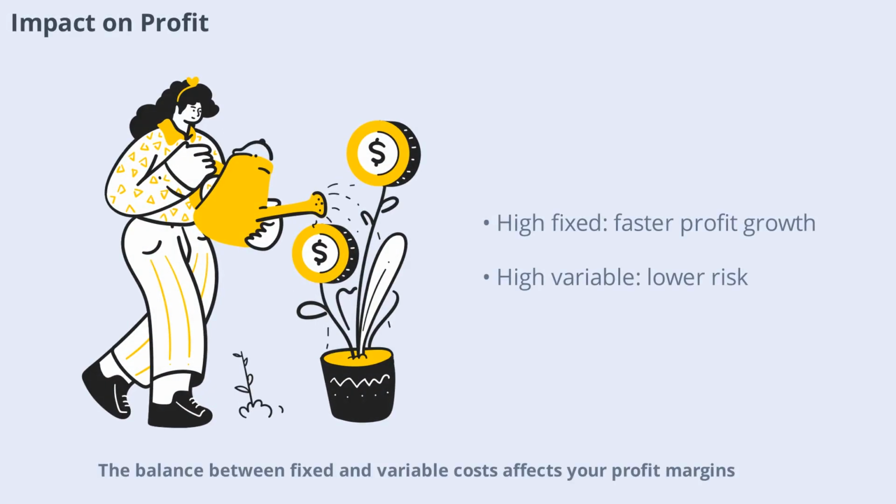The balance between fixed and variable costs affects your profit margins. High fixed costs mean you need more sales to break even, but after that, profits can grow quickly. High variable costs mean your profits grow more slowly, but you're less exposed if sales drop. Knowing this balance helps you set realistic goals.